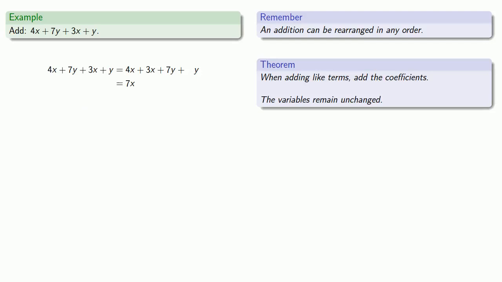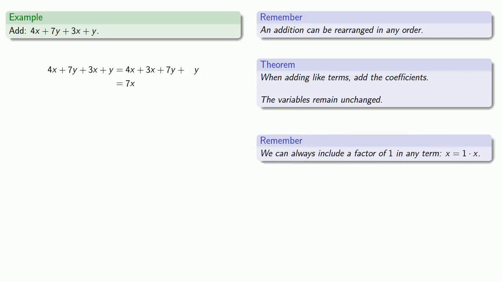7y and y are like terms, but there's a problem. y doesn't appear to have a coefficient. Well, actually it does. Remember, we can always include a factor of 1 in any term. So x is equal to 1 times x, y is equal to 1 times y. And so now my y terms have coefficients 7 and 1, and I'll add them together to get my coefficient of the sum, 8. And so my sum is going to be 7x plus 8y.